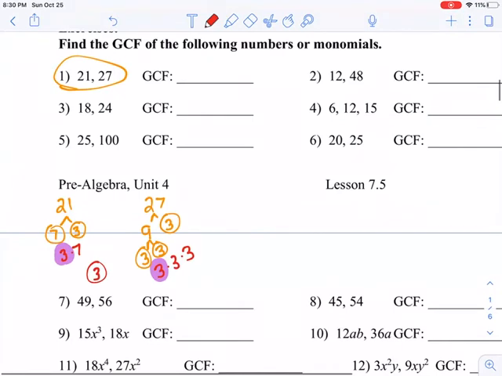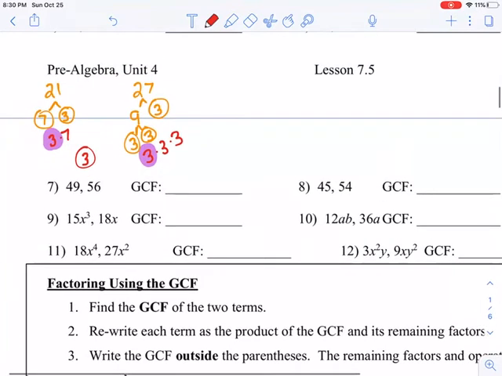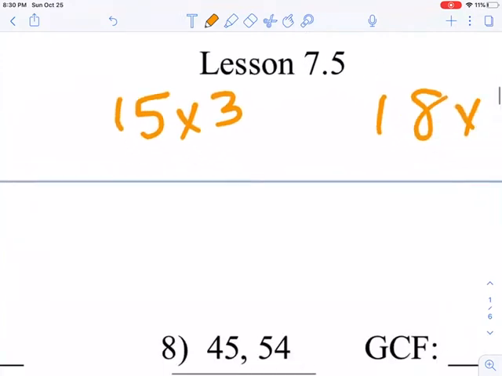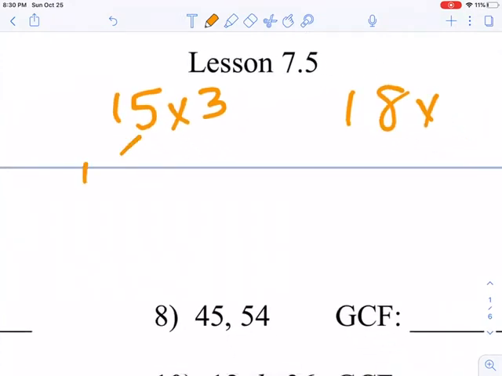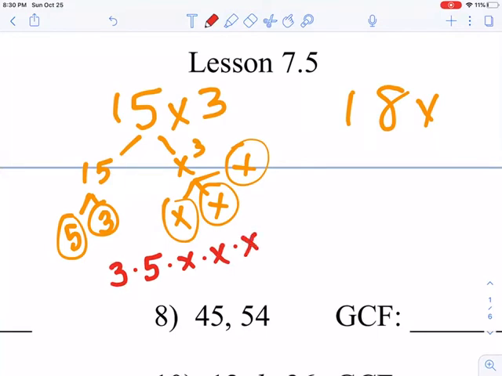All right, let's look at another one. Let's look at number 9. You have 15x to the third and 18x. All right, so 15x to the third, you've got a 15 and an x to the third. Now, if I break apart x to the third, that's x, x, and x. All right, 15 can be broken down into a 5 and a 3, and both of those are prime. So we are left with a 3, a 5, an x, and an x.